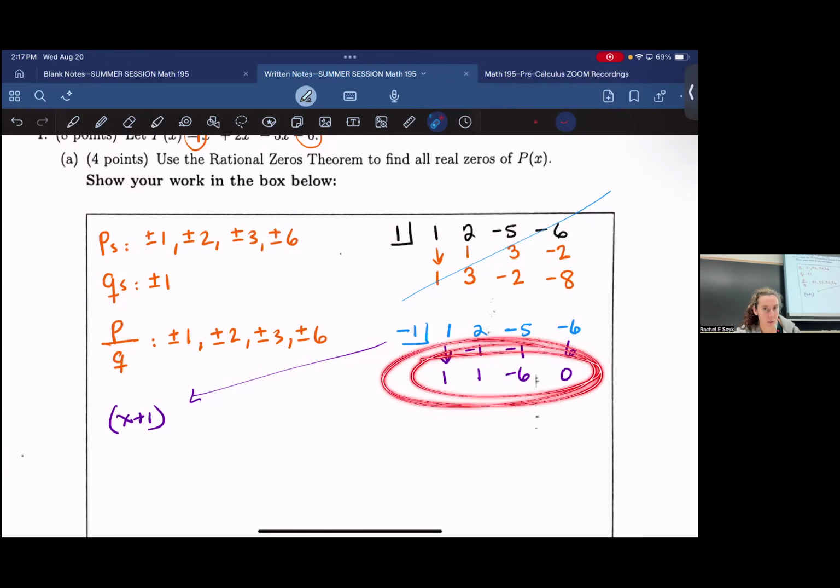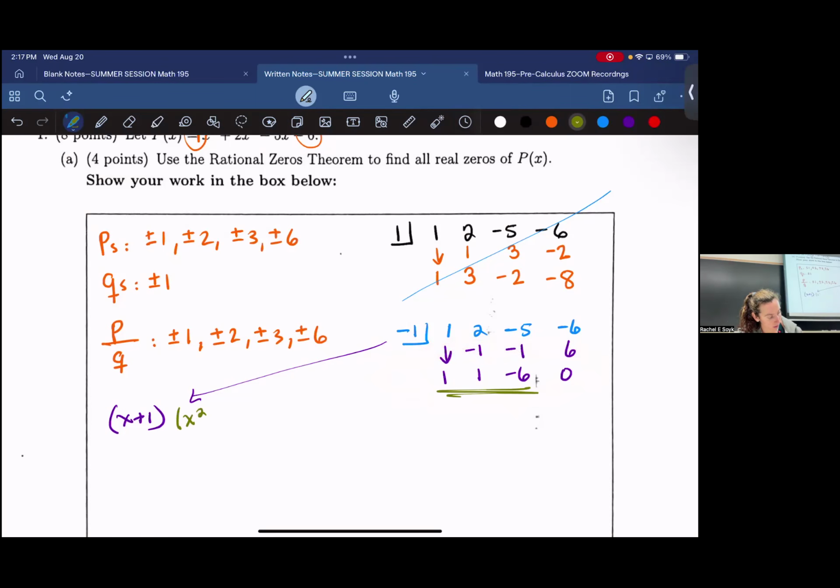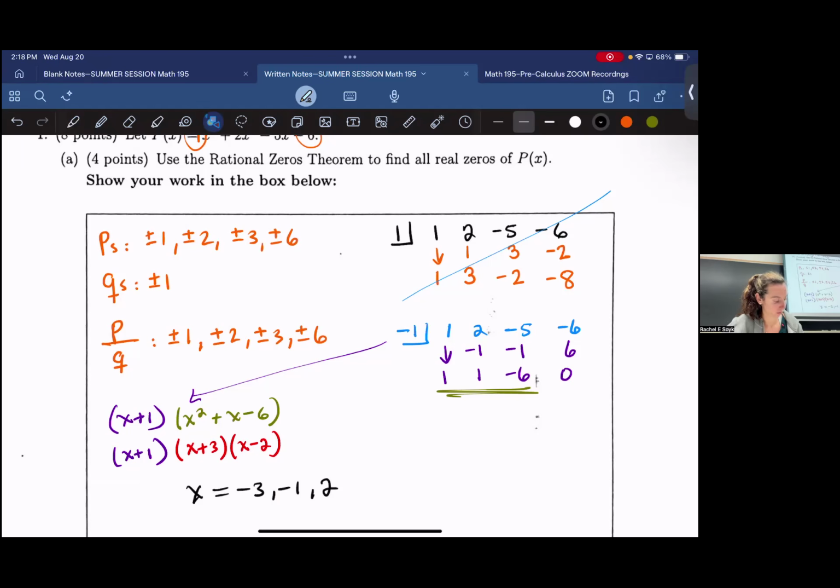now we can look at what's left over. We have an x squared plus x minus 6, which we know how to factor quadratics quite well. This is just factored into x plus 3, x minus 2. And now we can very easily identify all of our zeros. In ascending order, we have -3, we have -1, and we have +2. And we're done.